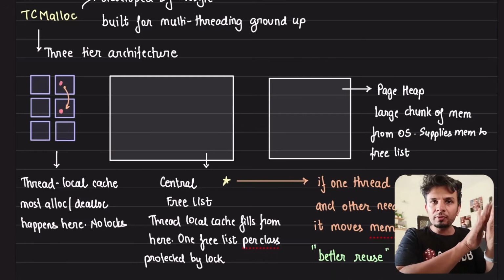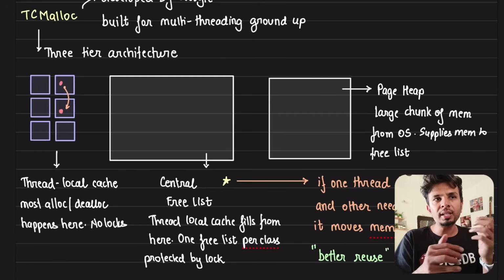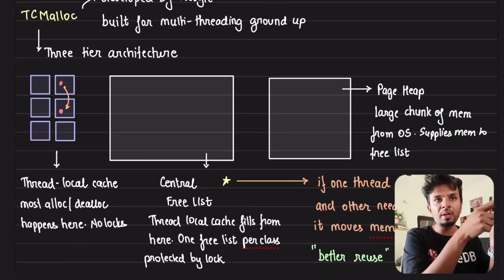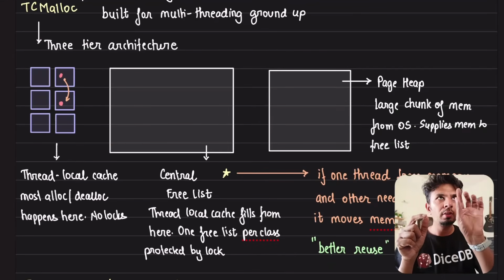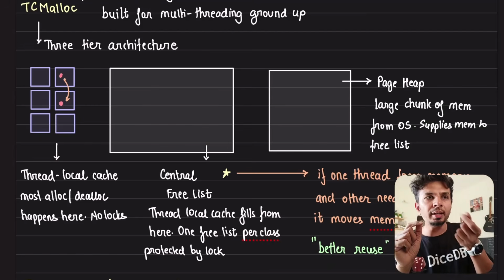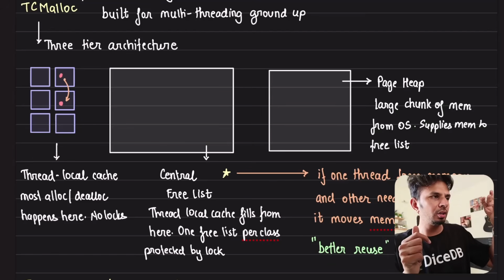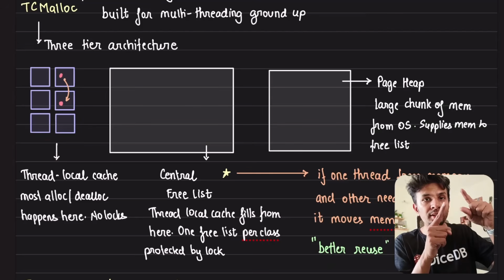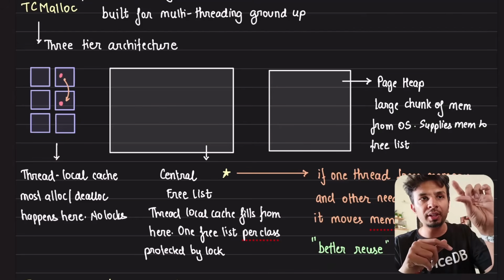Now, if you run out of memory in the thread-local cache, where do you go? You go to the central free list. When the thread-local cache is running out of memory and needs more, it goes to the central free list, from which the memory gets filled into your thread-local cache. Here your locking kicks in, but because you have a thread-local cache, the number of contentions that go into the central free list would be very minimal. That's the key benefit that you get out of this.